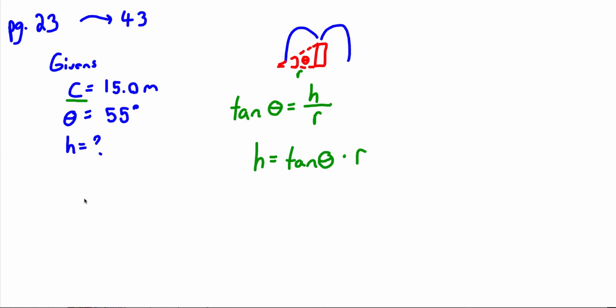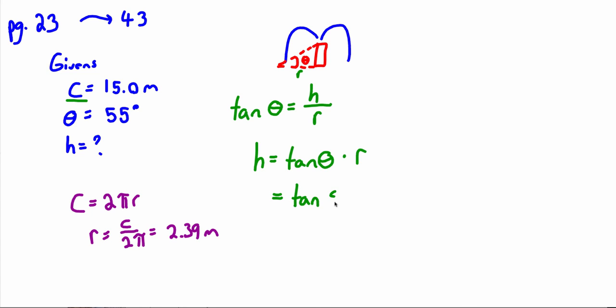Okay, so I'm not given R, I just need to find out what that is, so I can come over here and think about, oh, what's my formula for circumference? And circumference is 2 pi r, so therefore r is equal to c over 2 pi. And let me just do this on my calculator real quick. So I get 15 divided by 2 pi, and I get 2.39, and that's in meters.